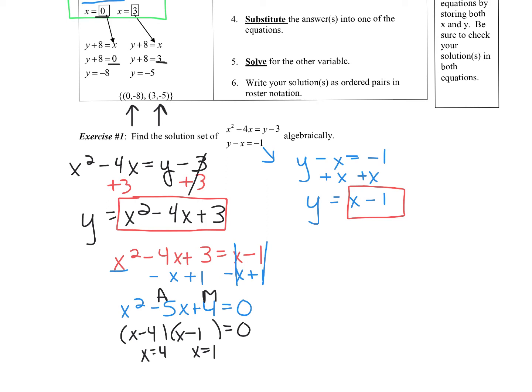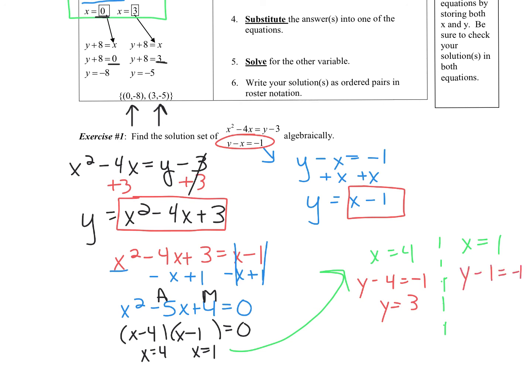Now, remember, if it was a one variable equation to start out with, we would be done, but we need to find the y values that go with those x values. So I'm going to rewrite those x values, and we're going to plug them both into my easier equation. Really, either one is fine, but the easier equation is the linear one. So I have y minus 4 equals negative 1. When I add the 4 over, I get y equals 3. And in this one, I get y minus 1 equals negative 1, so when I add the 1 over, I get y equals 0. So this gives me (4, 3) as my first point, and (1, 0) as my second point.